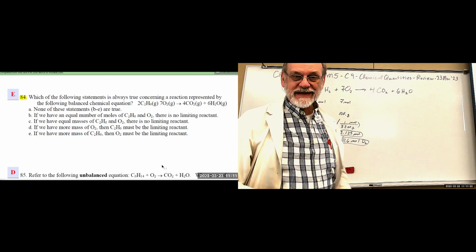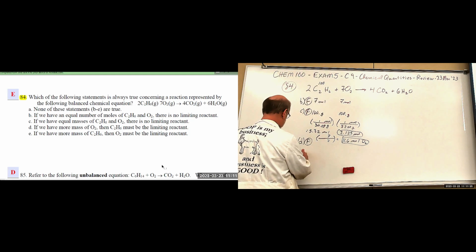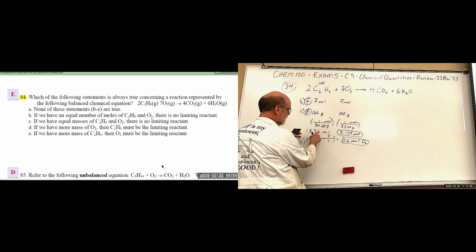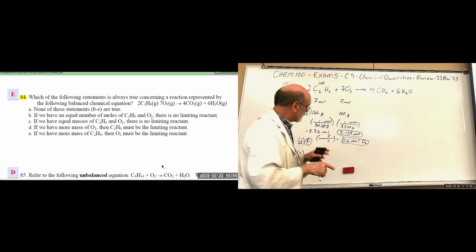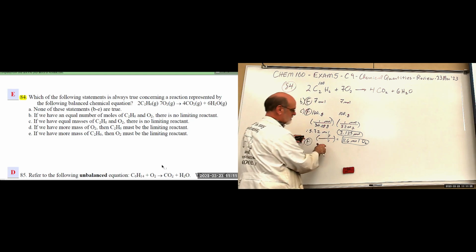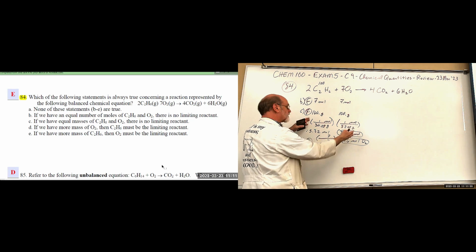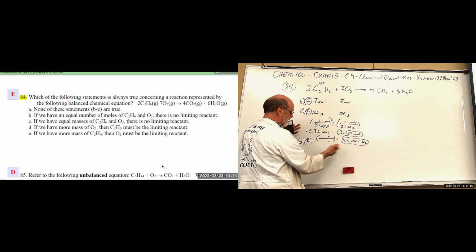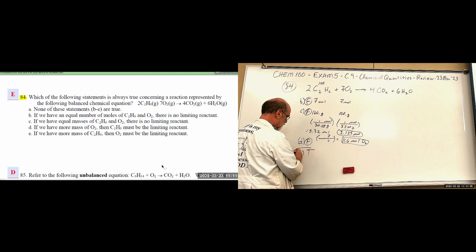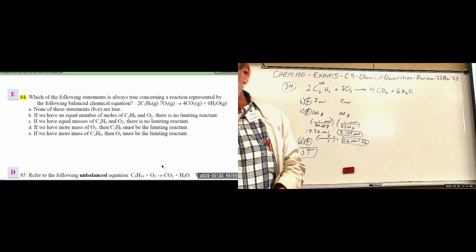So how about E? If we have more mass of C2H6 than O2, then yes, oxygen's limiting. If they're equal masses, it's limiting. So more mass of C2H6 is still going to keep oxygen limiting. That is true. E is the only true statement out of that bunch.